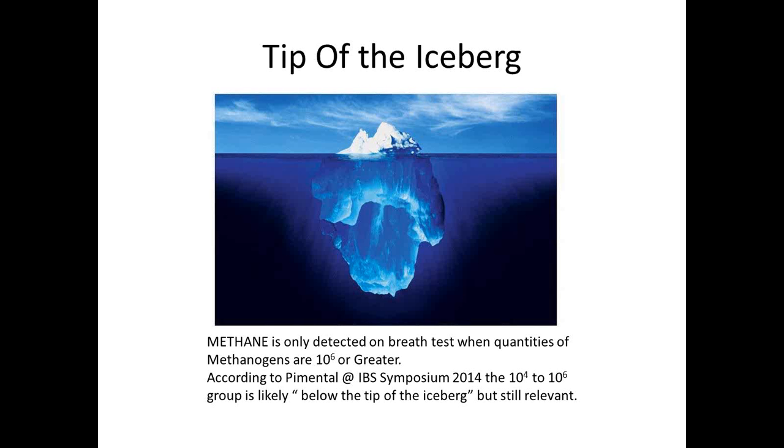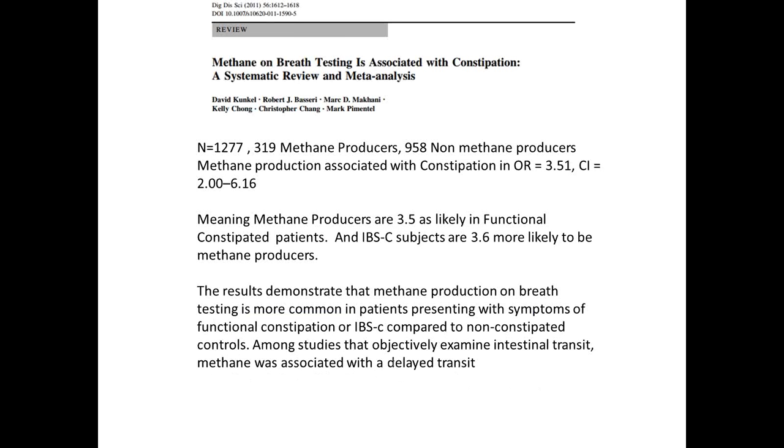I'll point out this particular slide. This was mentioned at the IBS Global Symposium, that we may be detecting just the tip of the iceberg of these patients, because methane is only detected when quantities of the methanogens are 10 to the 6th power greater in the small intestine. So there's a group of possible methane-producing patients that, according to Dr. Quintron, may be undetectable with our current technology, but still may be relevant to treat. I don't know about you, but with my SIBO patients, I have much more of a challenge treating the constipated patient than the diarrhea patient, and we'll talk about that in a little bit. This just validates that methane producers are 3.5 times as likely to be functionally constipated.